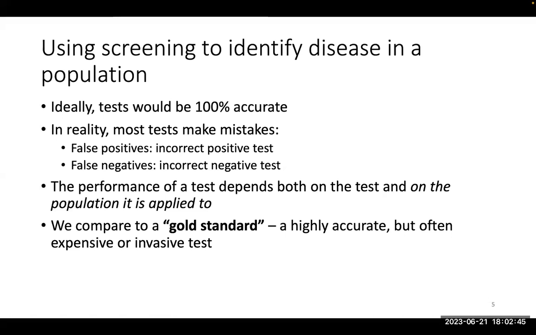So the performance of a test, in addition to that, depends A, on the test per se, and then B, also on the population you're actually applying it to. And for that, you need a reference method. And this is the next problem.